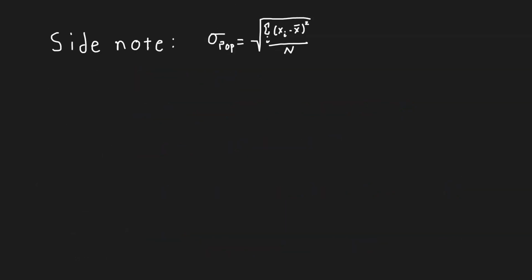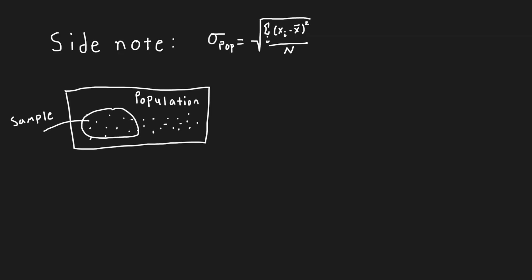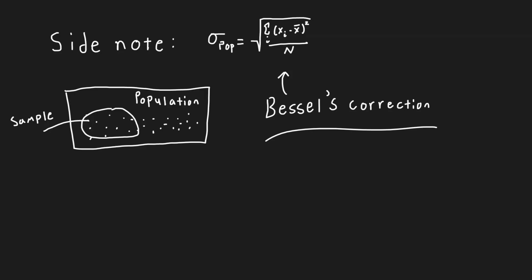Just as a side note, for a population, instead of a sample, you would divide by n instead of n minus 1. We use n minus 1 for a sample because samples usually capture less variance than the full population. And so we divide by a slightly smaller number as a correction for the small bias. And this is also known as Bessel's correction.